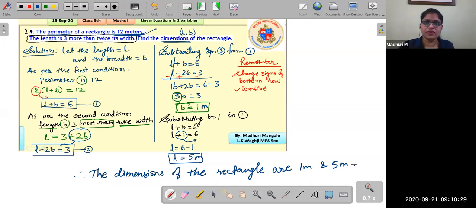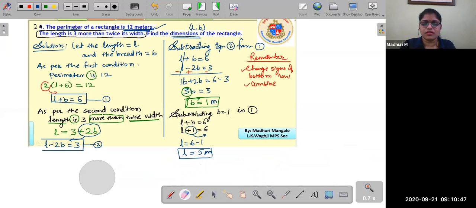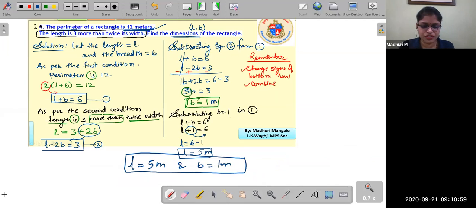Okay. With that, we move to the next problem. Also here you can mention it like this. Length equals 5 meters and breadth equals 1 meter. You can conclude it that way also. Or when you are just writing out the dimensions, always the length should be written first. You have to be very, very careful with this part. Whenever you are mentioning the dimensions, we write length first and then the breadth. All right. With that, we move to the next question.